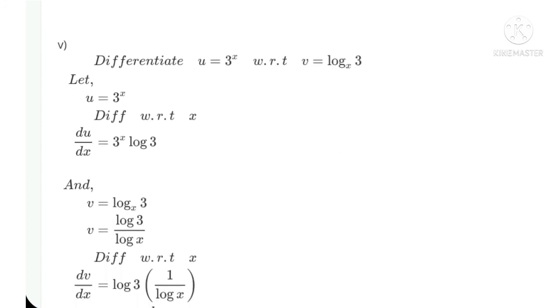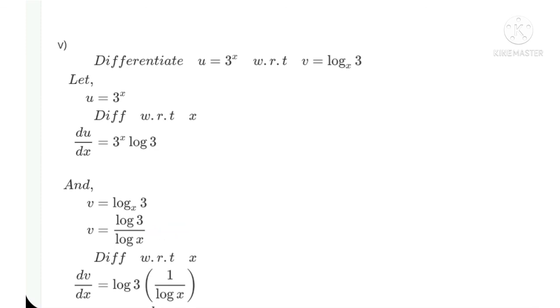Now I take the fifth example. Differentiate u is equal to 3 raised to x with respect to v is equal to log 3 to the base x. Here you take u is equal to 3 raised to x. Differentiate with respect to x, you get du by dx is equal to 3 raised to x log 3. And for v, we get log 3 upon log x.